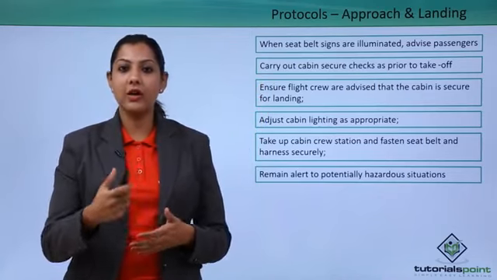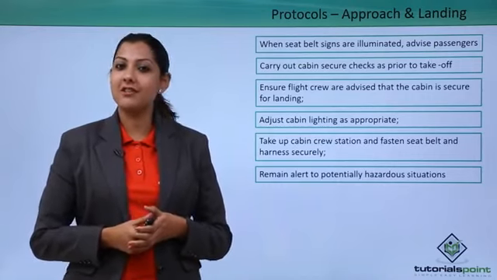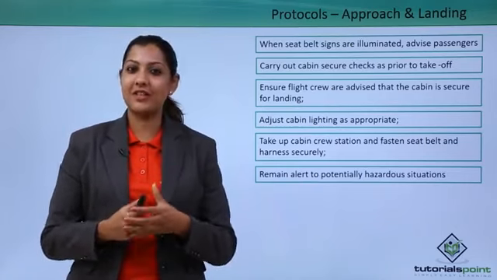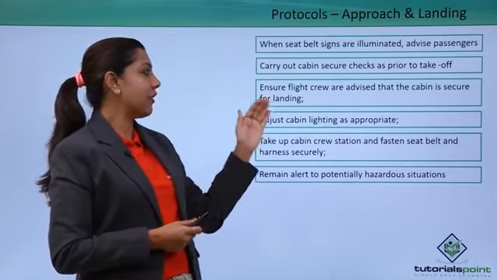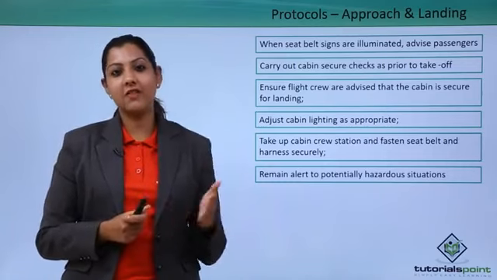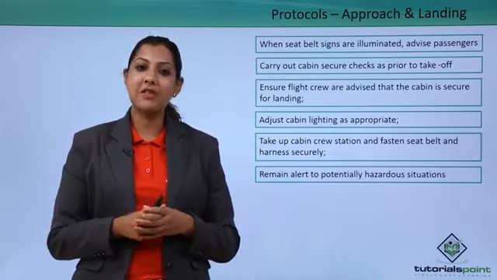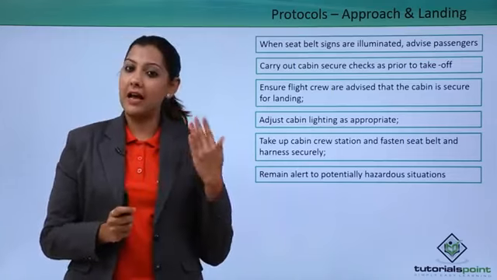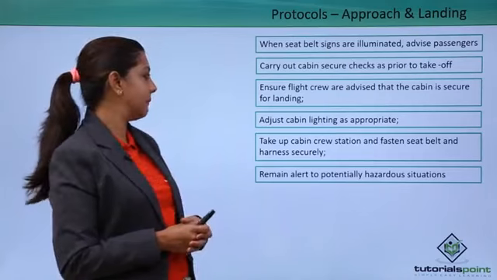So a crew member will walk around and make sure, and also make an announcement, that the seatbelts need to be fastened and the seats need to be upright, the tray tables need to be closed. All of these things need to be carried out as it had happened before takeoff. Ensure that the flight crew is advised that the cabin is secure. Just like before takeoff, even during the landing stage, the flight deck crew, that is the captain or the pilot, needs to know that the cabin is secure, passengers are safe, and also the galley is secure and crew are at their respective stations.